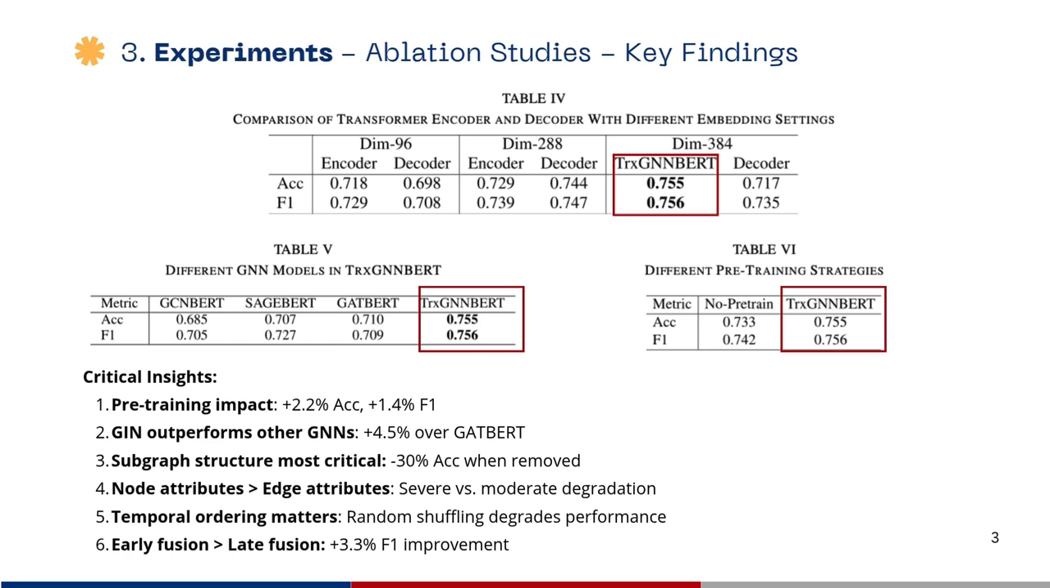Fifth, temporal ordering matters. When we randomly shuffle the node sequence, performance drops, confirming that the chronological order helps the model to learn execution path. Finally, early fusion outperforms late fusion by 3.3% in F1 score. This validates the authors' design choice of injecting graph information at the embedding level rather than combining features at the end.